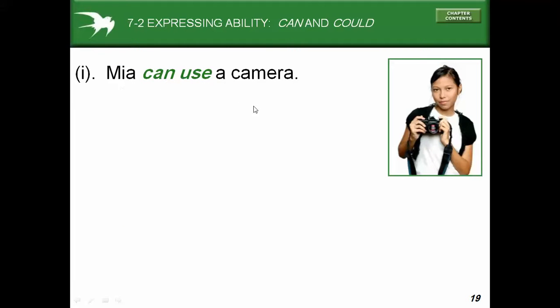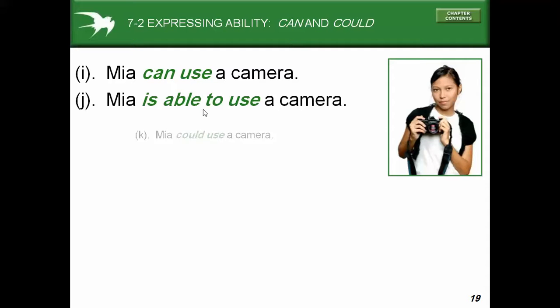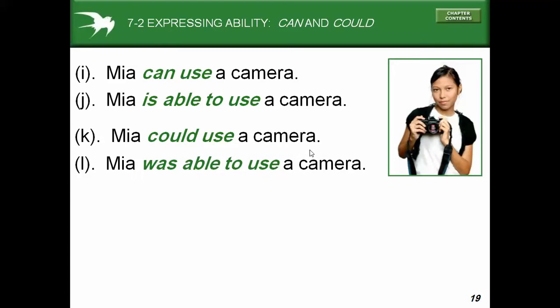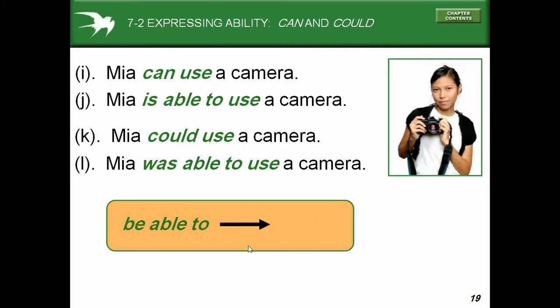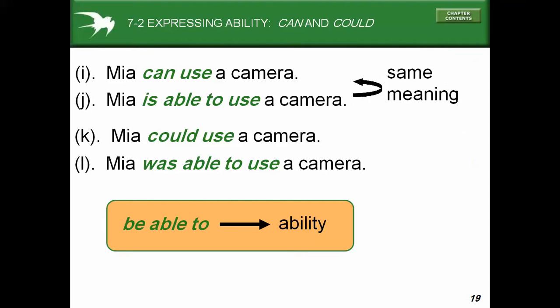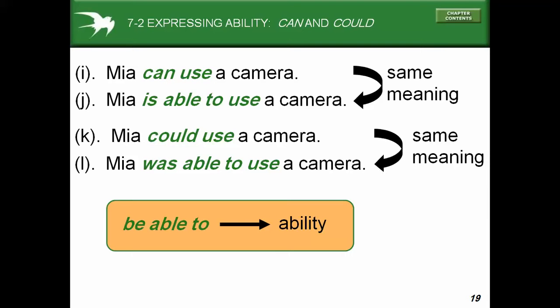Maya can use a camera. Maya is able to use a camera. Can or be able to. Maya could use a camera. Maya was able to use a camera in the past. All these express ability. So can, could, and be able to express ability. Same meaning: can and be able to, could and was able to. They are the same.